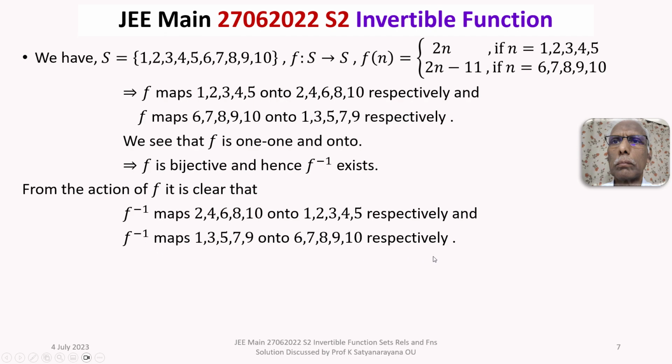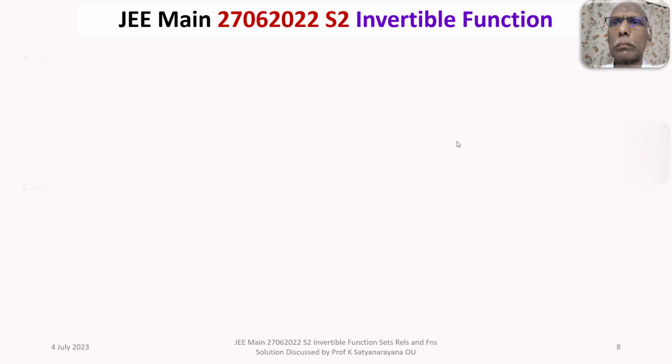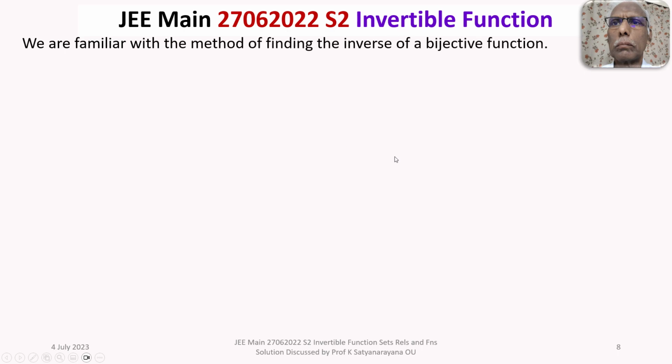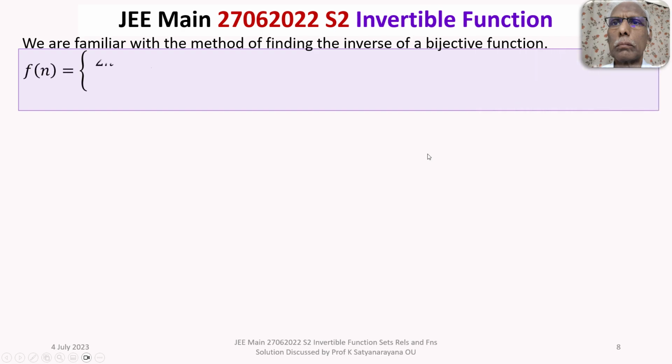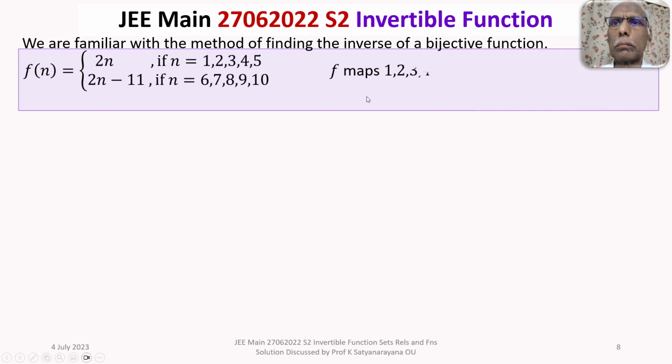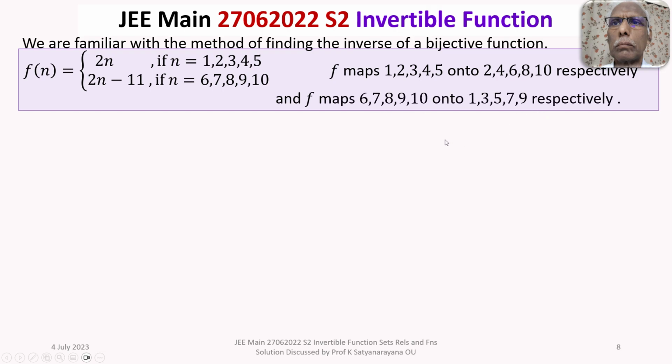Similarly for the next one. For the second one, we'll show you. And we are very familiar with the method of finding the inverse of a bijective function. We have F of n action and how F is mapping. Now F is invertible, therefore y is equal to f of x if and only if x is equal to f inverse of y, when f is invertible.